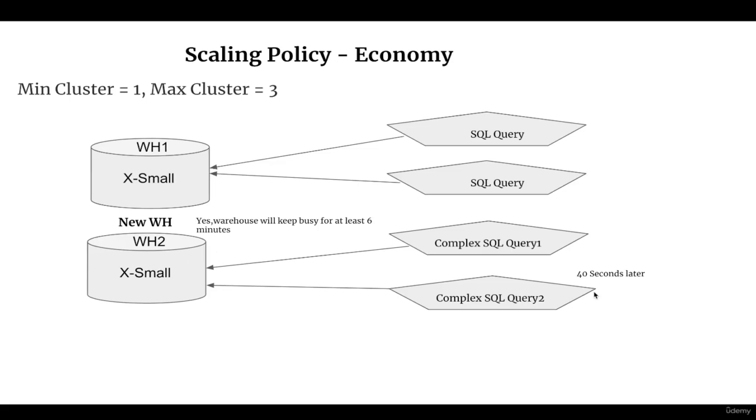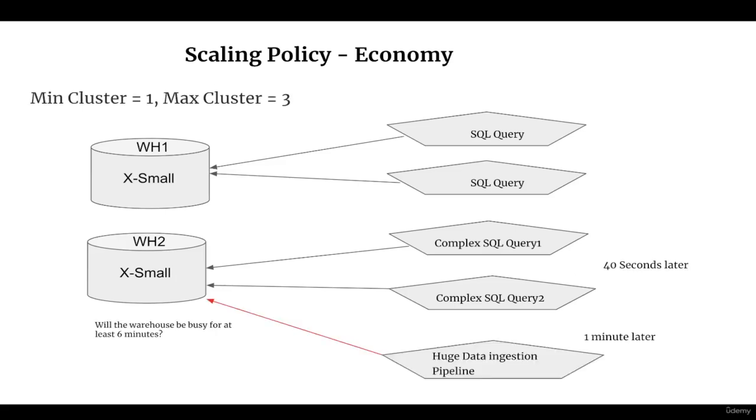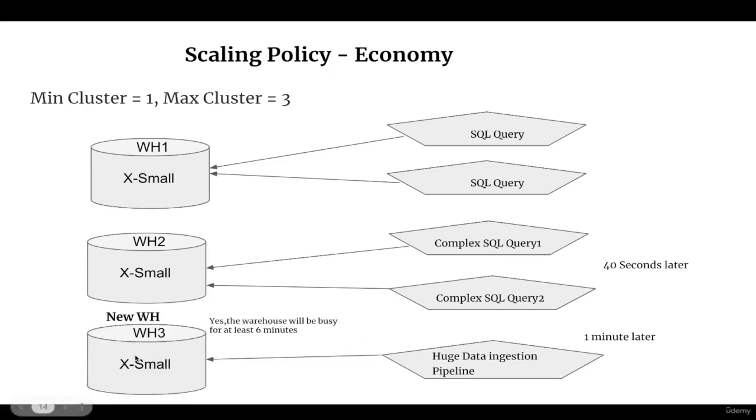Now let's say 40 seconds later, another complex SQL query comes in. Now Snowflake realizes that the second one is still able to handle the load on this warehouse, so nothing happens. Now a huge data ingestion pipeline comes in a minute later. Same question will be asked again. Can the first 2 complex queries keep the second warehouse busy for at least 6 minutes? If the answer is yes, it's going to spin up another warehouse. So this is the difference between standard and economy scaling policies. So I hope all the parameters are clear now.